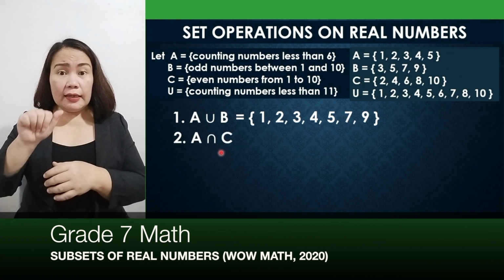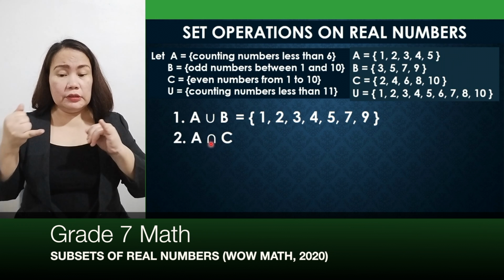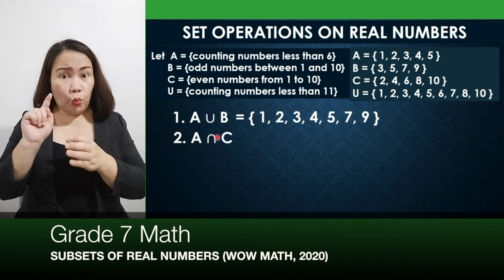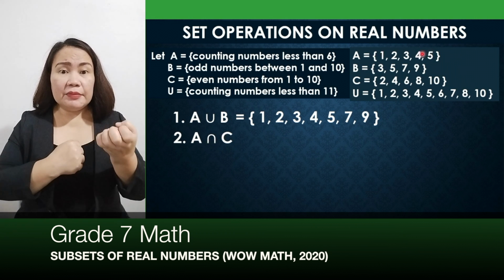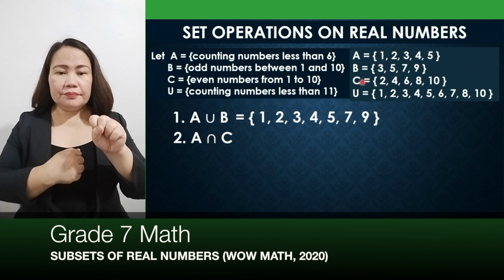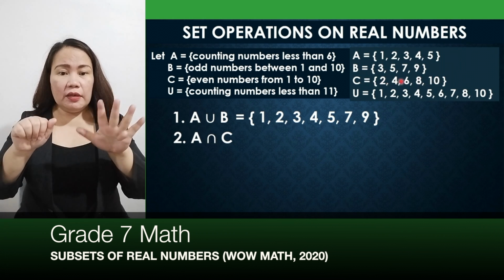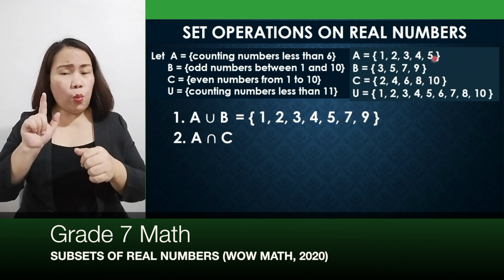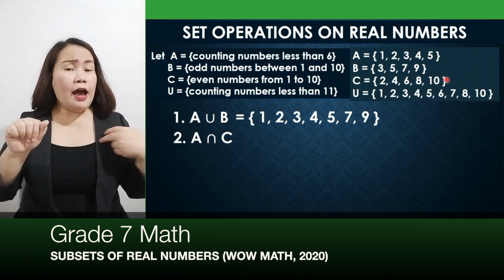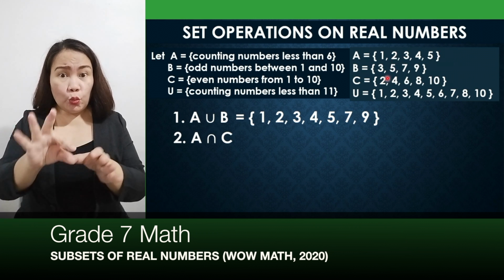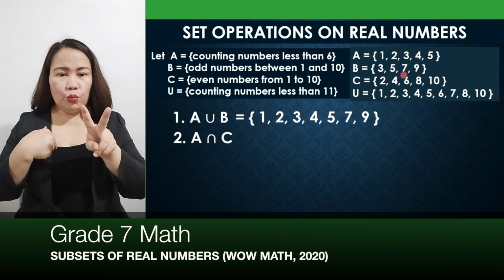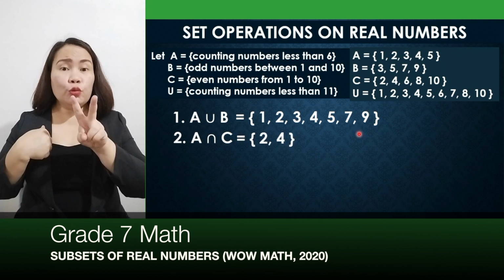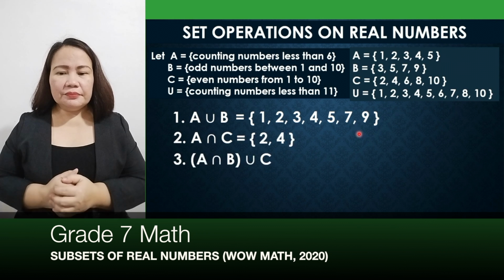So, next, let's have number 2. A intersection C. So, pag sinabi nating intersection, we will just get the common elements, yung pareho. So, ang elements ni A ay 1, 2, 3, 4, 5. Ang elements ni C naman ay 2, 4, 6, 8, 10. So, the question is, what is the intersection? Anong meron sa A na meron sa C? So, tingnan mabuti. Meron siyang 2. Pareho silang may 4. Meron pa ba? Wala na po. So, the answer is 2, 4.